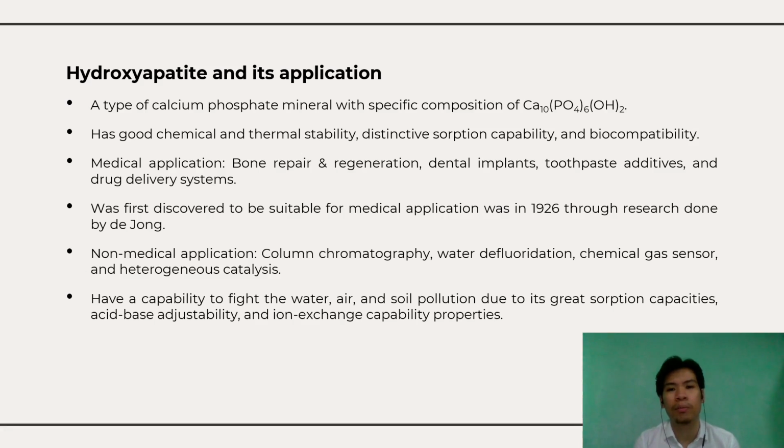The first time HA was discovered to be suitable for medical application was in 1926 through research done by De Jong. This research found that there are similarities in terms of crystalline structure between bone mineral and HA. Other than medical application, HA also can be used for non-medical application, such as for column chromatography, water defluoridation, chemical gas sensor, and heterogeneous catalysis.